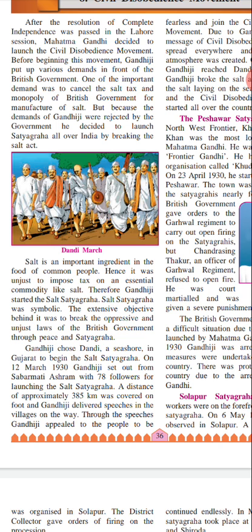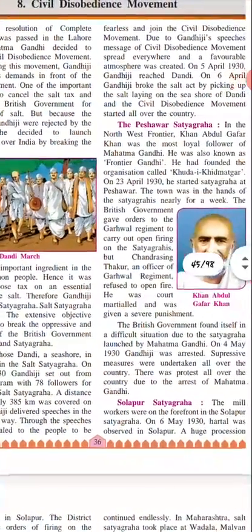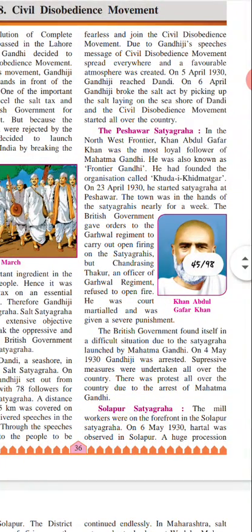Through the speeches, Gandhiji appealed to the people to be fearless and join the civil disobedience movement. Due to Gandhiji's speeches, the message of the civil disobedience movement spread everywhere, and a favorable atmosphere was created. On 5th April 1930, Gandhiji reached Dandi. On 6th April, Gandhiji broke the Salt Act by picking up the salt lying on the seashore of Dandi, and the civil disobedience movement started all over the country.